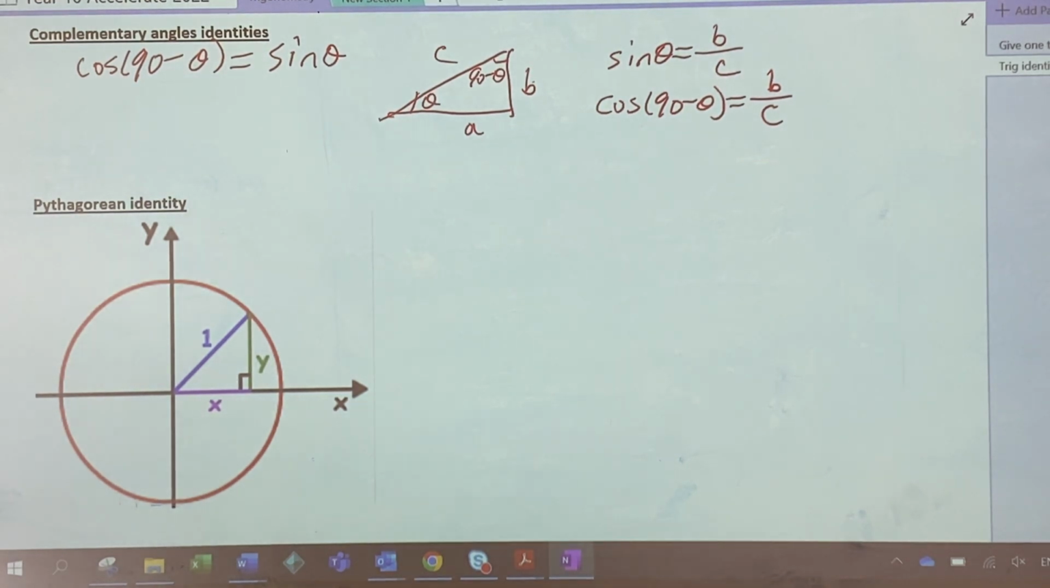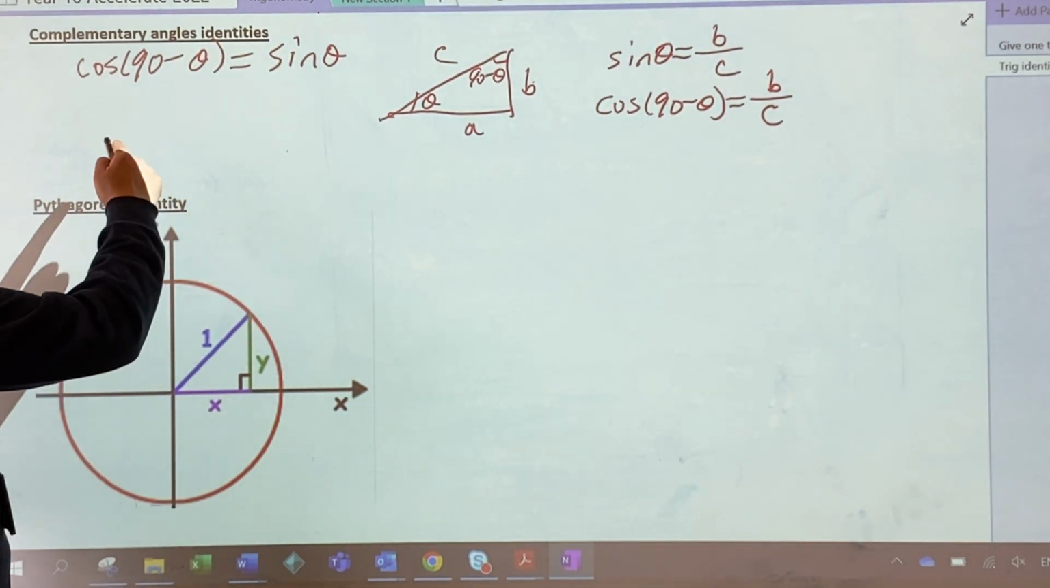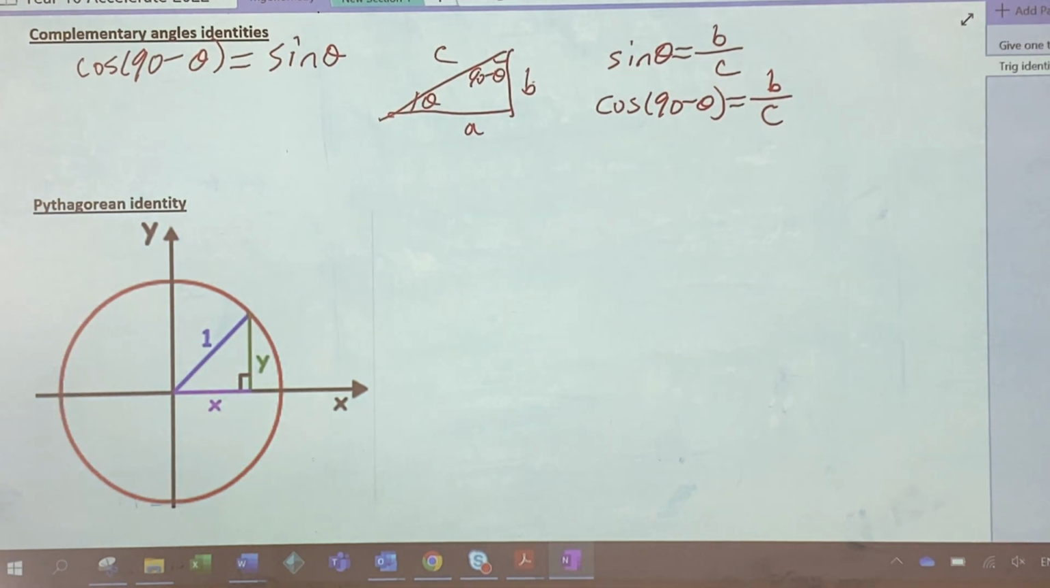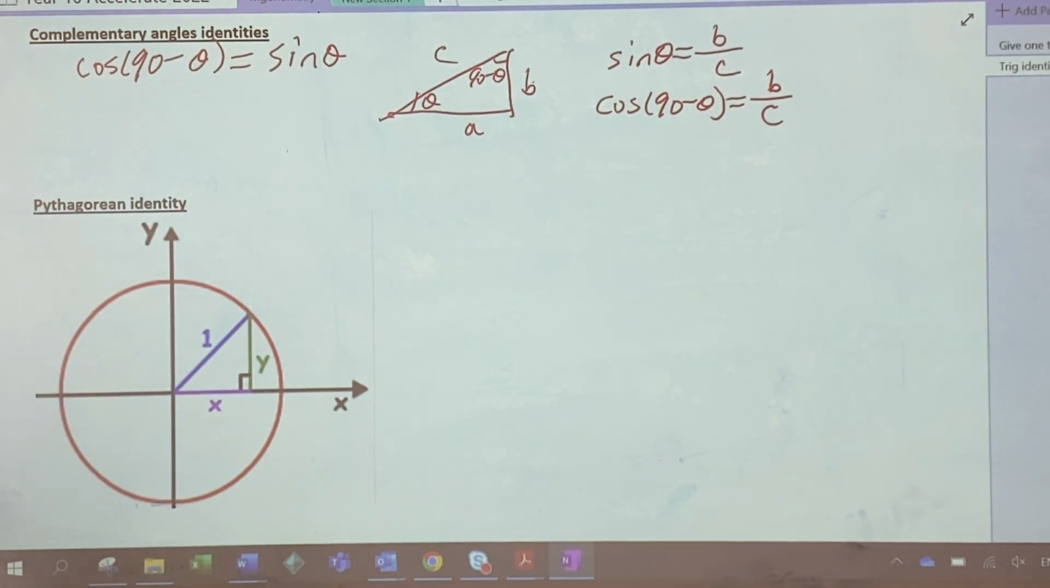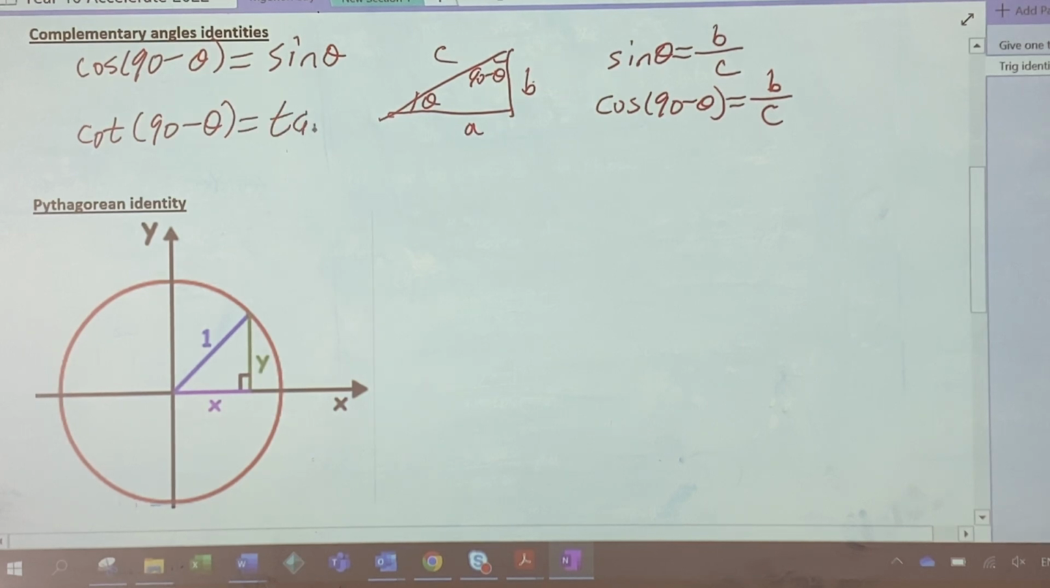Again, I really don't want you guys to memorize this by heart, because if you try to do this, there'll be too many identities in this little exercise, and you will lose track of what's going on. Just remember the picture. Okay, next one is cot of 90 minus theta is equal to tan theta, for exactly the same reason.